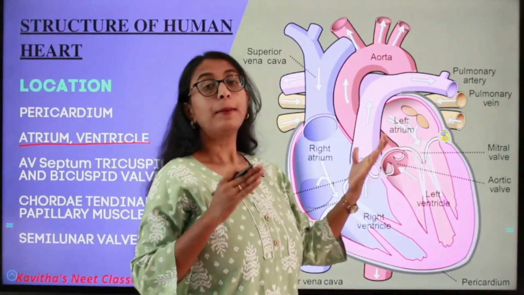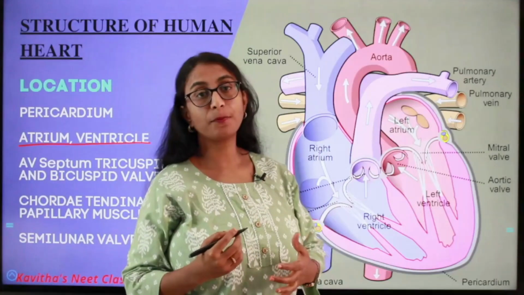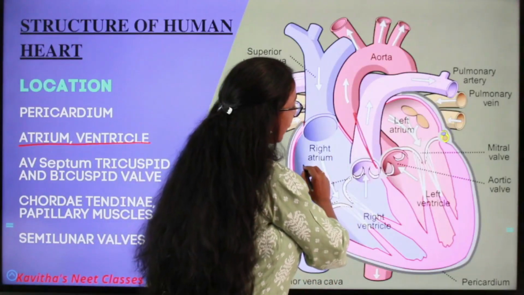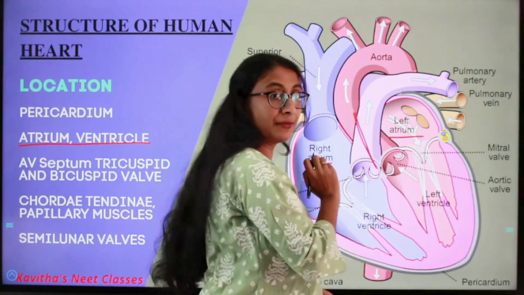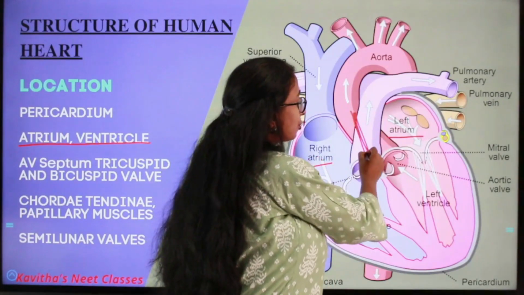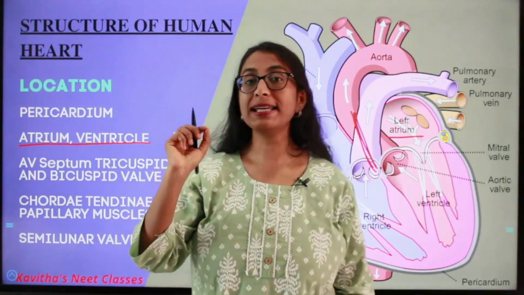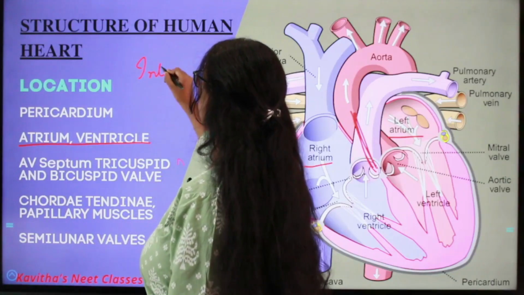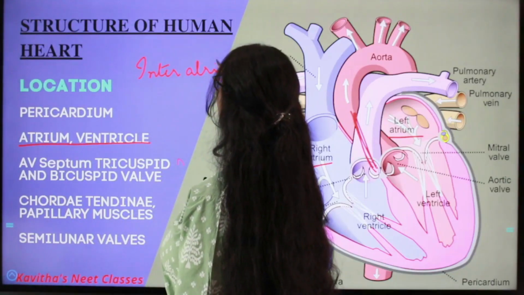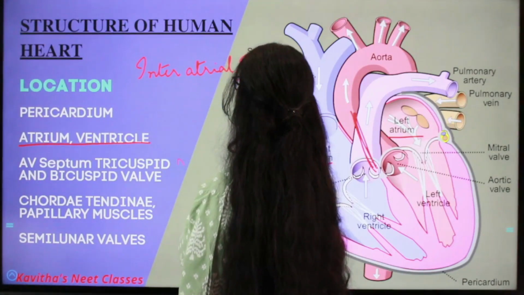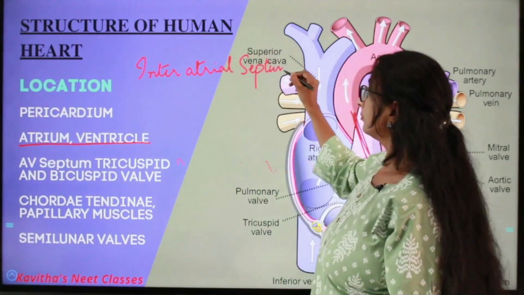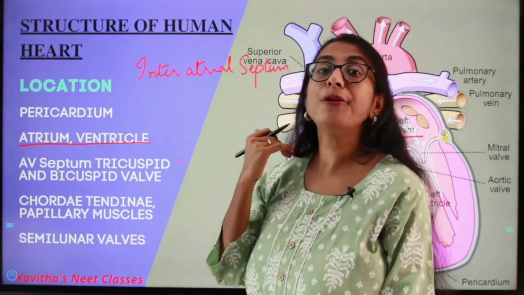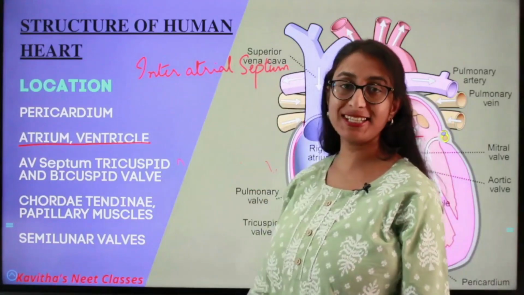Now, the upper two chambers, that is the left atrium and the right atrium, are separated from one another by the interatrial septum. That is, a thin muscular wall separates the right atrium from the left atrium, and this thin wall is called the interatrial septum.